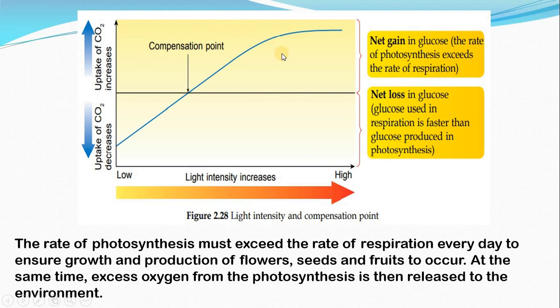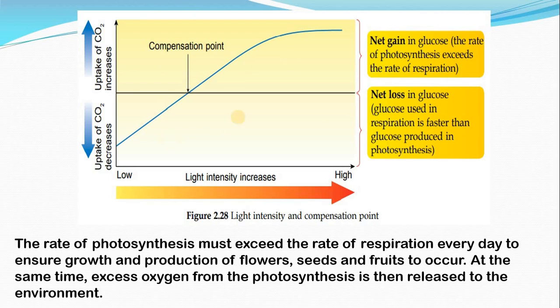Okay, so look at this graph. Analyze this graph: light intensity and compensation point. This is the compensation point. What is a compensation point again? It is the level of light intensity when the rate of photosynthesis equals the rate of cellular respiration. So this is referred to as the compensation point.